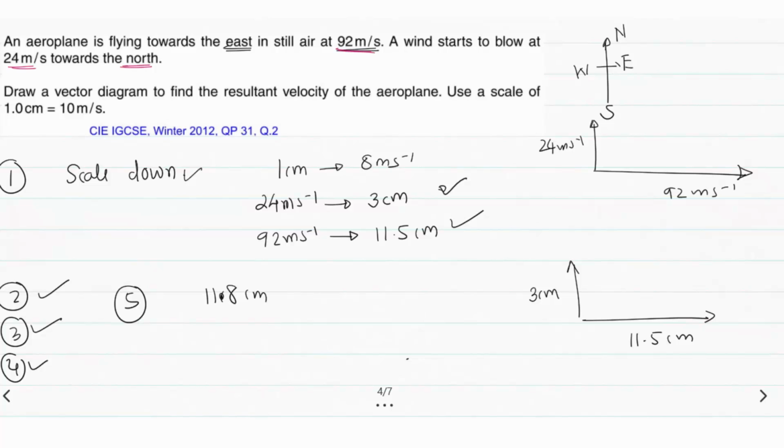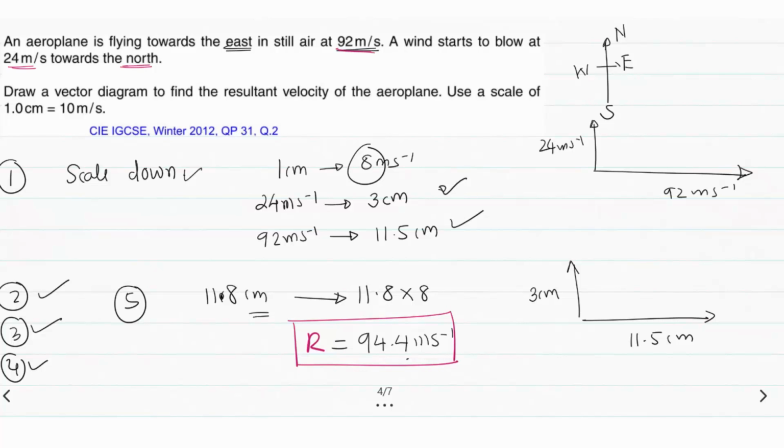11.8, I think that was 11.8 centimeters, the length of the diagonal, and I need to convert this into meter per second. I know that 1 centimeter corresponds to 8, so 11.8 centimeters multiplied by 8 gives me 94.4 meter per second. Okay, so 94.4 meter per second, and that happens to be the resultant. So the resultant for these two would be 94.4 meter per second.